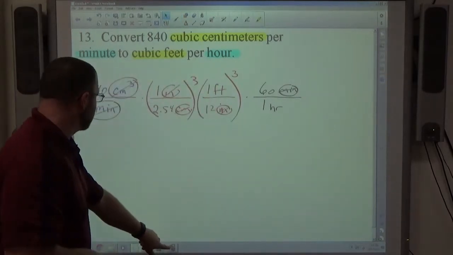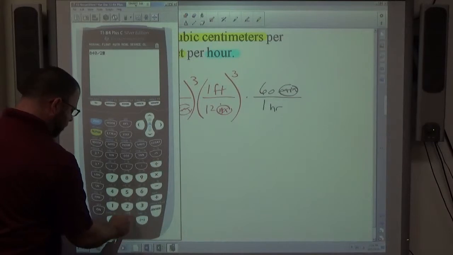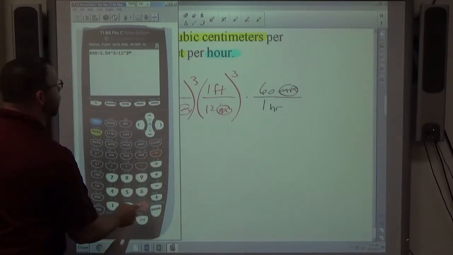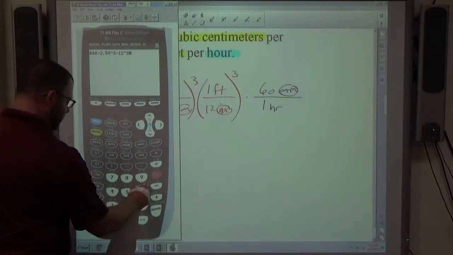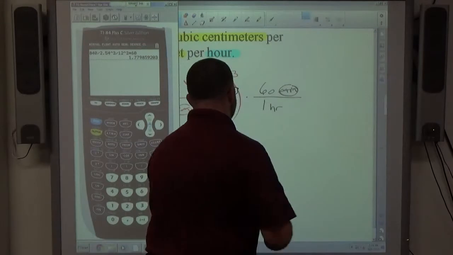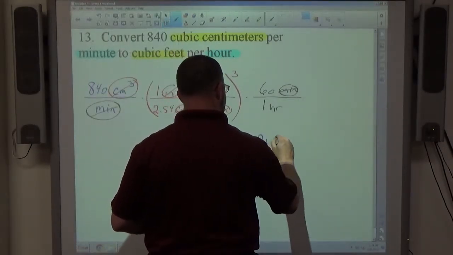And then it's just a matter of using our calculator. So 840 divided by 2.54 to the third divided by 12 to the third times 60 comes out to 1.78 cubic feet per hour.